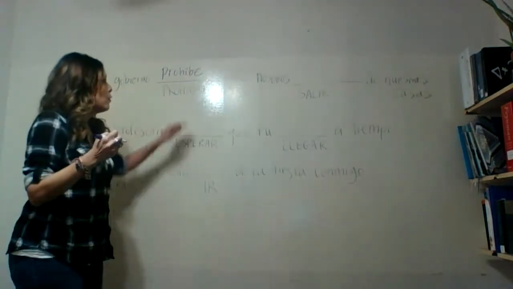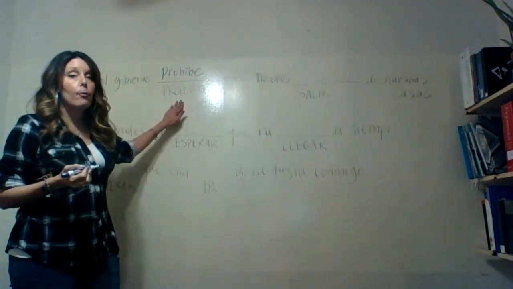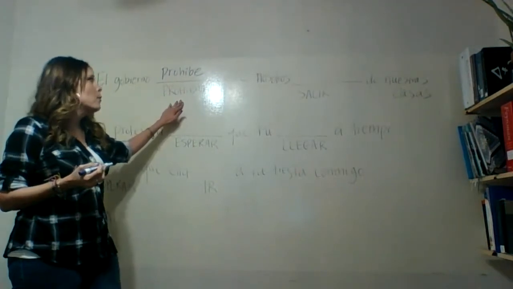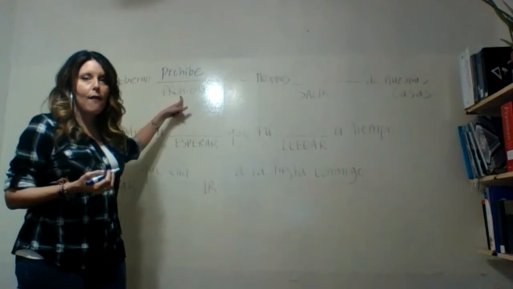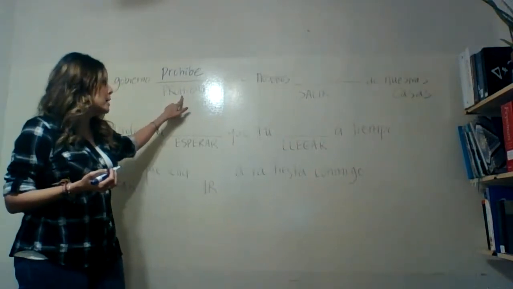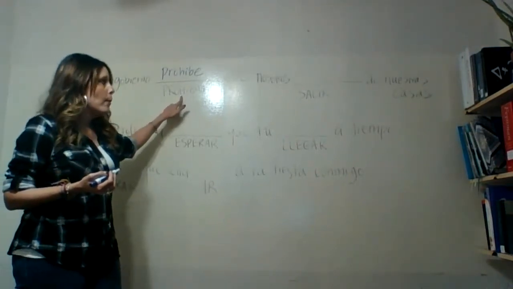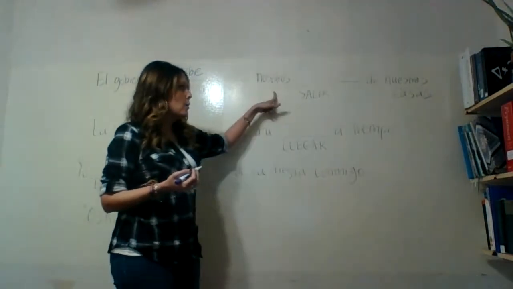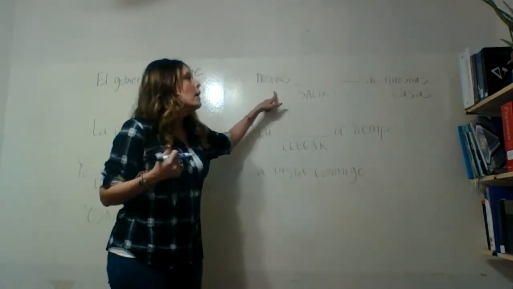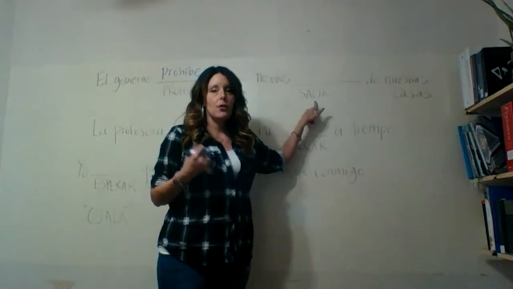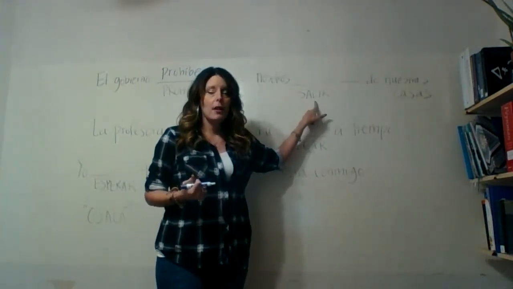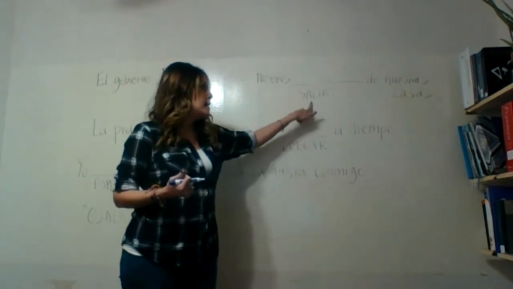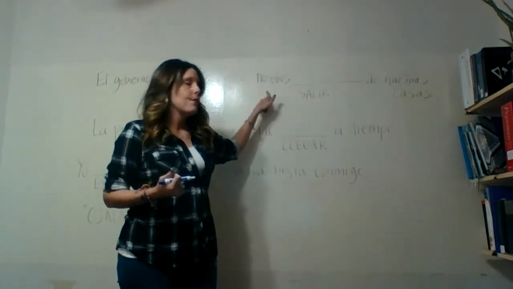El gobierno prohíbe, that's the present tense. Even though you see the H there, remember that H's don't have a sound in Spanish, so don't pronounce it. El gobierno prohíbe que nosotros, that's we, right? And we need to do salir, to leave or to go out, in the subjunctive, and we need to conjugate this based off of nosotros.